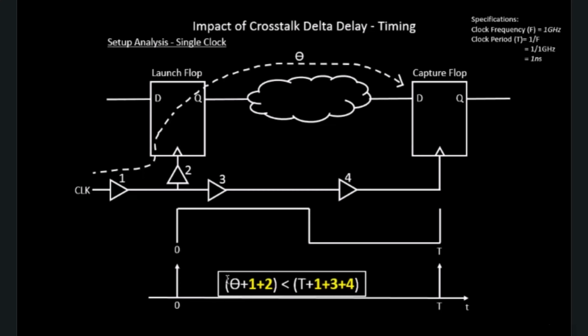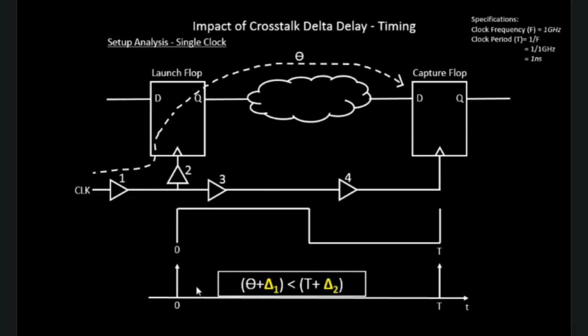Okay, so 1 plus 2, since it is present in the launch flop clock path, will be called the launch flop clock delay, which let us call delta 1. And 1 plus 3 plus 4, since it is present in the capture clock path, let us call the capture clock delay, delta 2. The difference between delta 2 and delta 1 is called skew. The concept of skew has already been talked about in a separate section, which is clock tree synthesis. Let's brief things here.